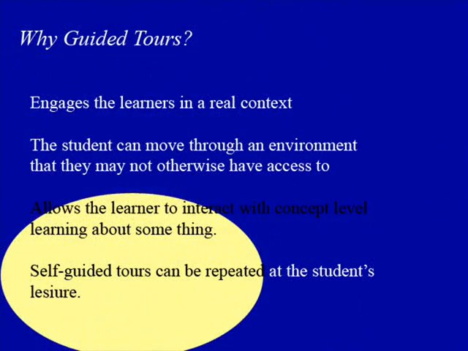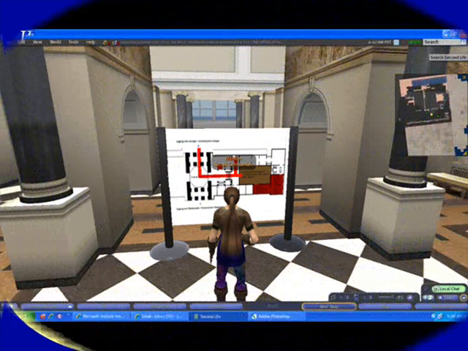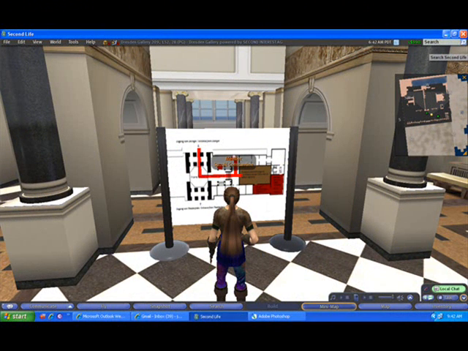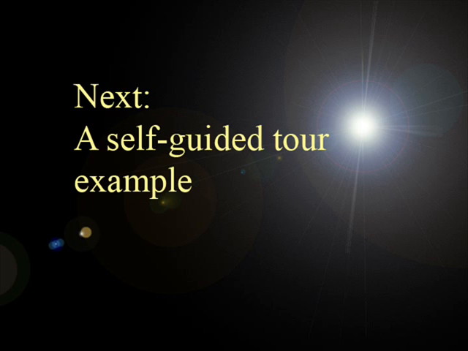Why use guided tours? It engages the learners in a real context. The student can move through an environment they may not otherwise have access to, such as a tsunami, which allows the learner to interact with concept-level learning about something. Self-guided tours may be repeated as often as necessary by the learner, simply by returning to the SL environment. This example of a guide map shown in the Dresden Gallery can help orient the learner to their situation in the environment, as well as be a guide to the learning and where the learner is within that learning environment.